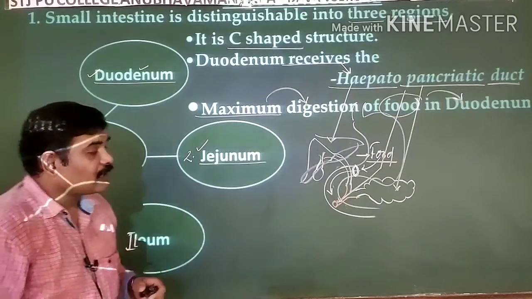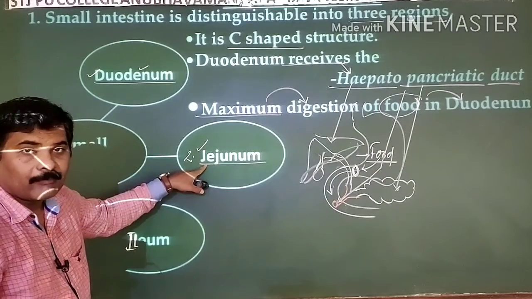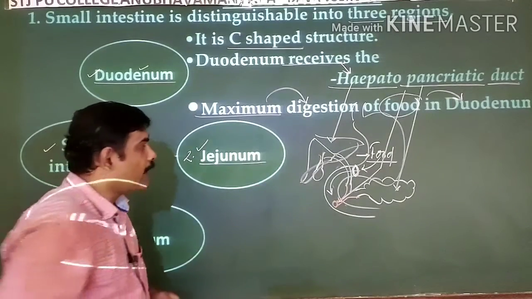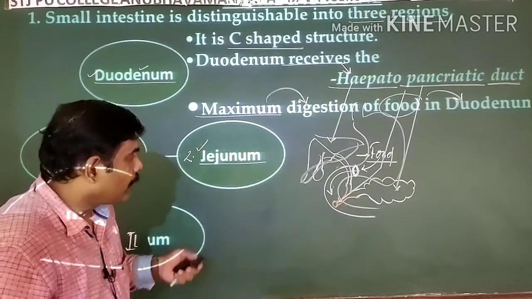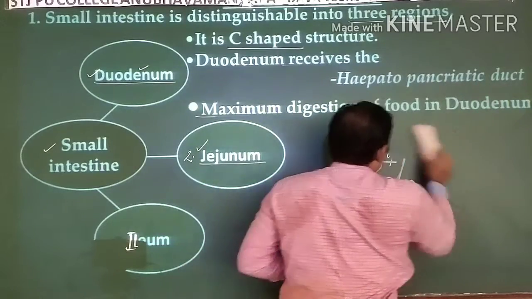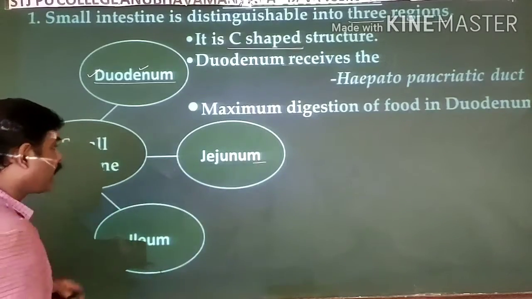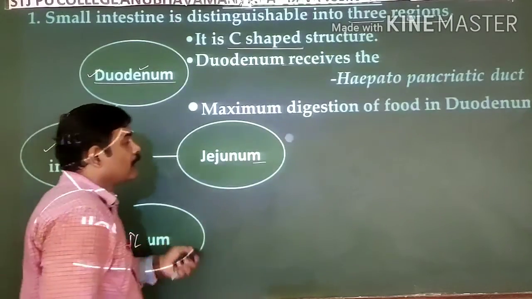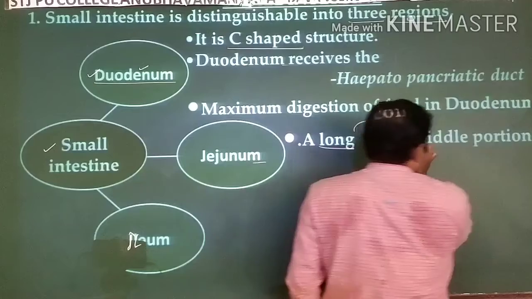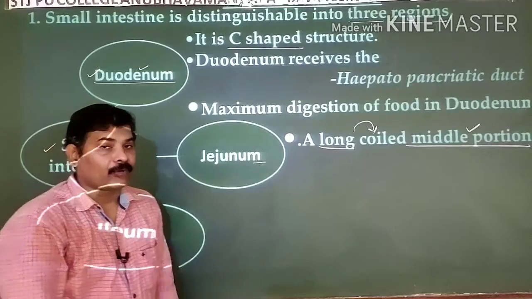Coming to the second important part of the small intestine, which is nothing but the jejunum. Let us see this jejunum part in a detailed way. I hope that you got the detailed information regarding the duodenum. The jejunum is a long coiled tube, which is the middle part of your small intestine and a continuation of your duodenum. It is a long as well as coiled portion, and it is the middle part of the small intestine. Clear?